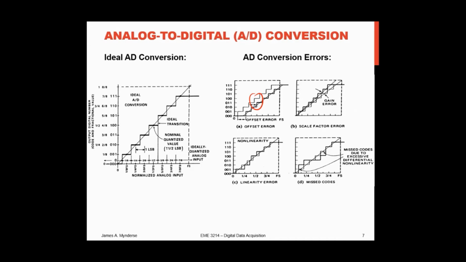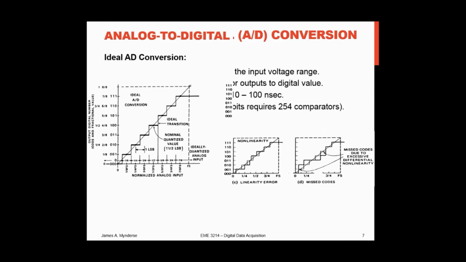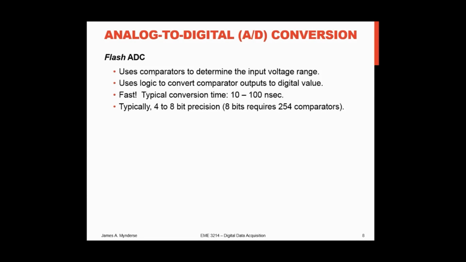You can get the offsets, you can get the gain error where the slopes are wrong, you can get nonlinearity where some of the steps are big, some of the steps are small, and potentially if it gets nonlinear enough, you could actually miss some steps where it should have stepped here and it didn't, and that's less common. But how does an analog to digital converter work?